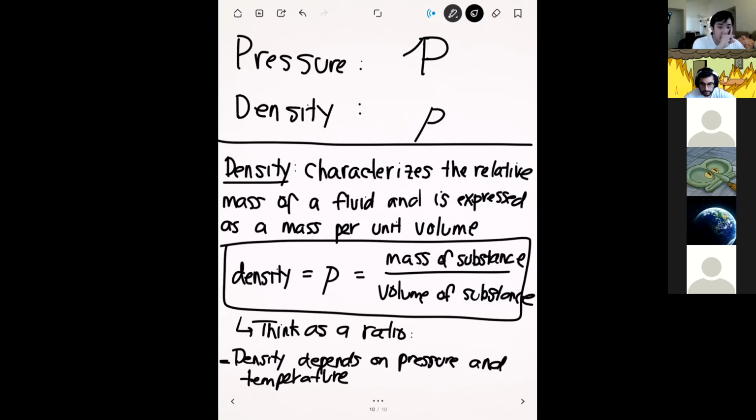Yeah. They both do depend on temperature. If you heat up a fluid, both the density and viscosity are going to change, but they're going to change in different ways depending on the fluid. Yeah, good question. Are there any questions on this before we move on? Okay.